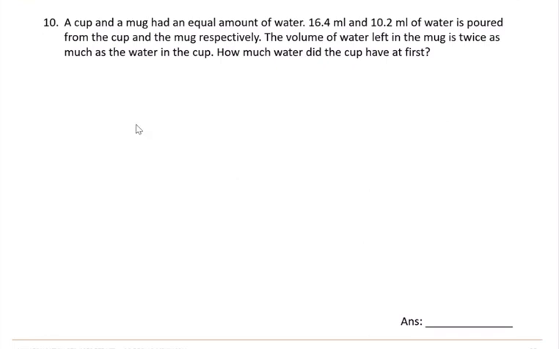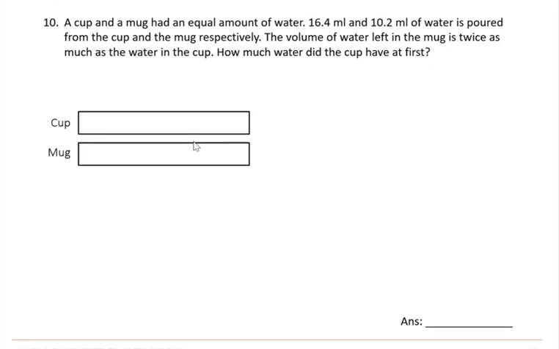Question number 10. A cup and a mug had an equal amount of water. Full stop, okay? 16.4 ml and 10.2 ml of water is poured from the cup and the mug respectively. The volume of water left in the mug is twice as much as the water in the cup. How much water did the cup have at first? So same thing, you got 2 items, cup and mug, right? And they have equal amount of water. So I just draw equal.